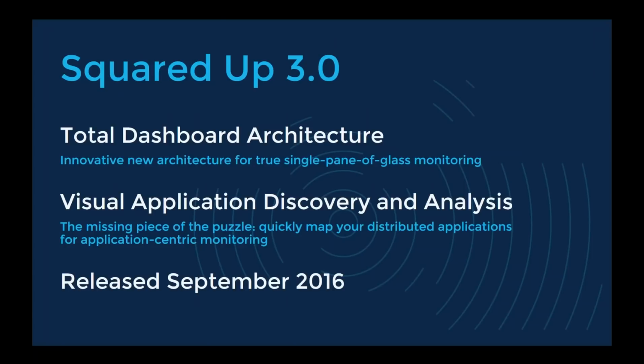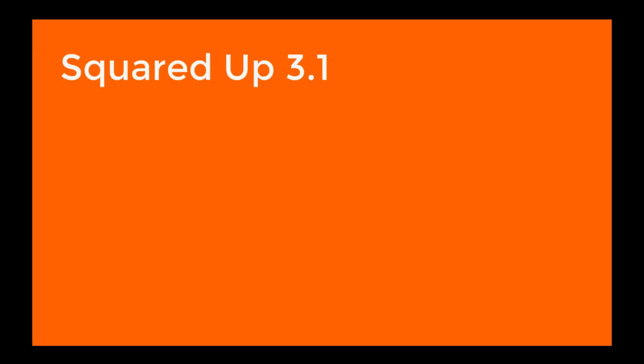Now we released version 3 back in September when we attended Ignite in September 2016. Since then there have been 7 maintenance releases, so we've been keeping the cycle going in terms of the maintenance releases on top of 3.0. But today I'd like to introduce Squared Up version 3.1.